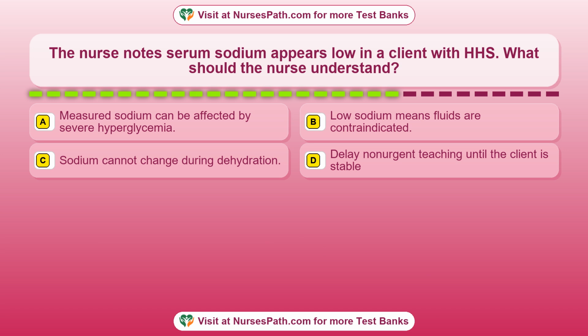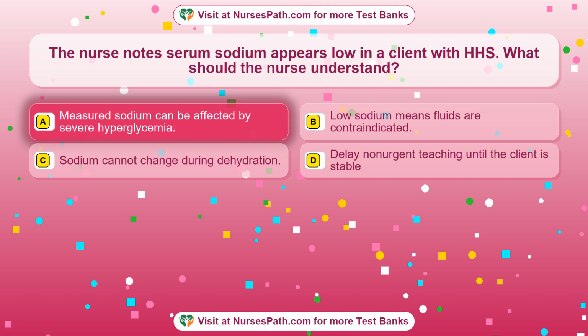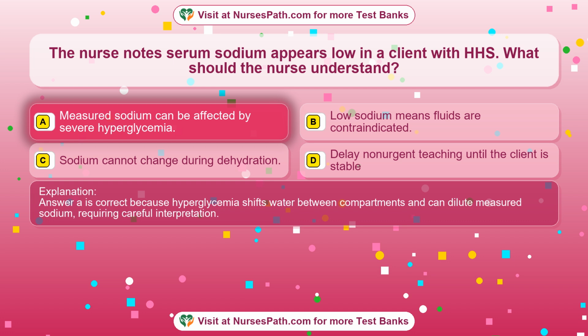Question 13. The nurse notes serum sodium appears low in a client with HHS. What should the nurse understand? Option A, measured sodium can be affected by severe hyperglycemia. Option B, low sodium means fluids are contraindicated. Option C, sodium cannot change during dehydration. Option D, delay non-urgent teaching until the client is stable. The correct answer is option A, measured sodium can be affected by severe hyperglycemia. Answer A is correct because hyperglycemia shifts water between compartments and can dilute measured sodium, requiring careful interpretation.